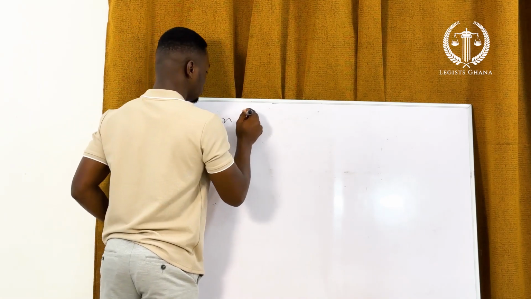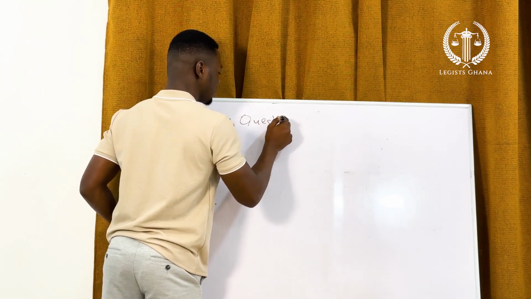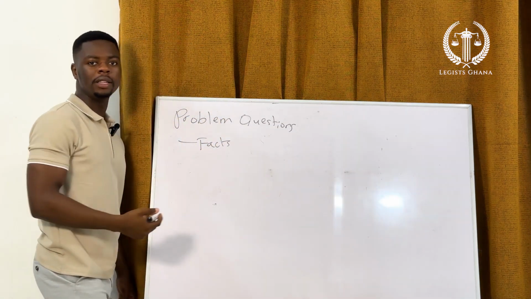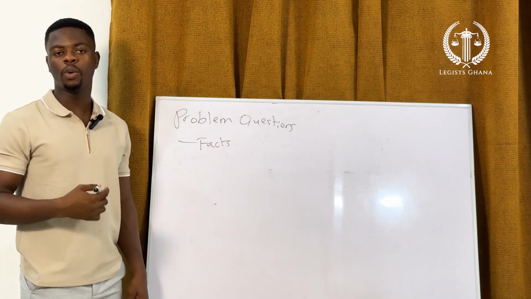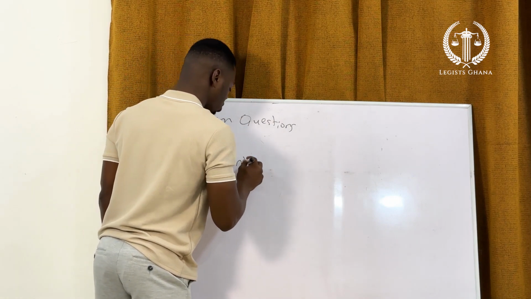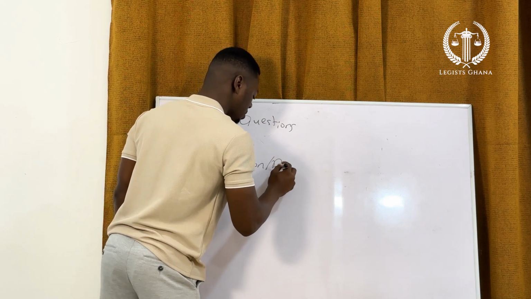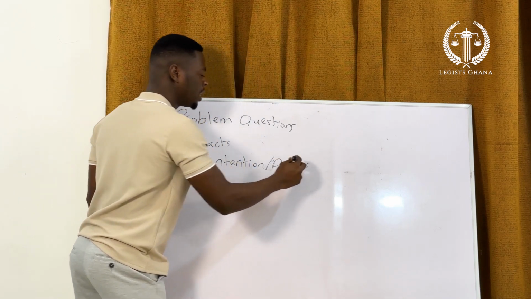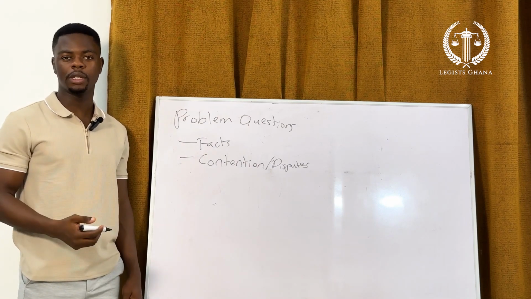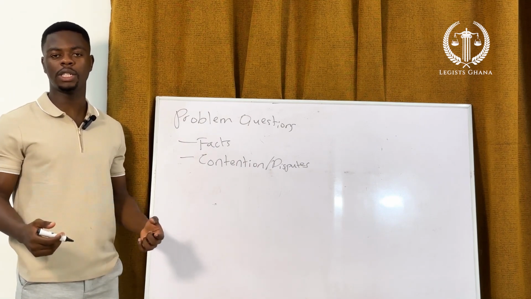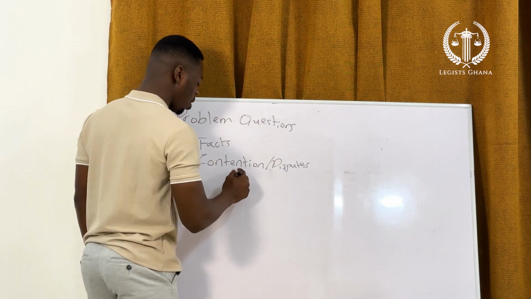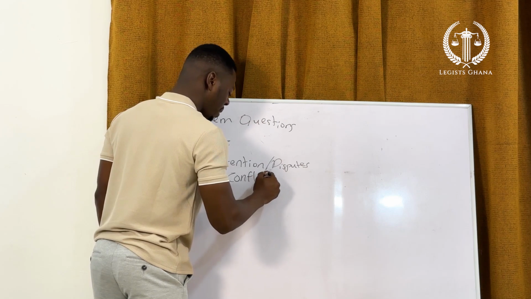These particular types of questions raise what is known as facts. Facts are basically events or occurrences that create what is known as matters of contention or disputes between the parties. So in these problem questions, there is a set of narratives or facts raised, certain factual matters or situations that occurred that raise matters of contention, disputes or conflicts between parties.